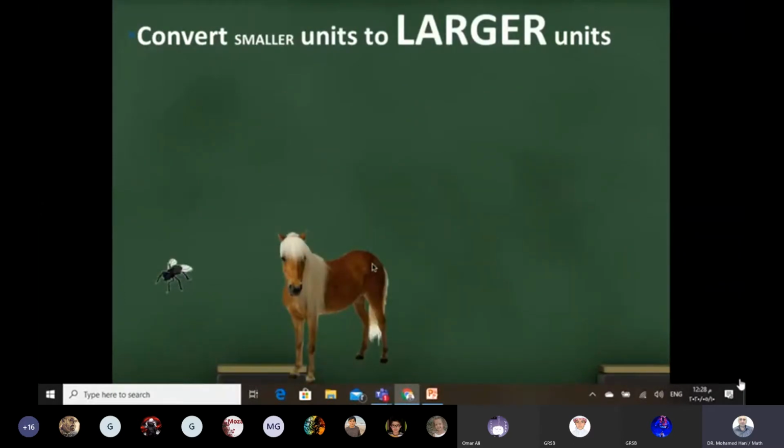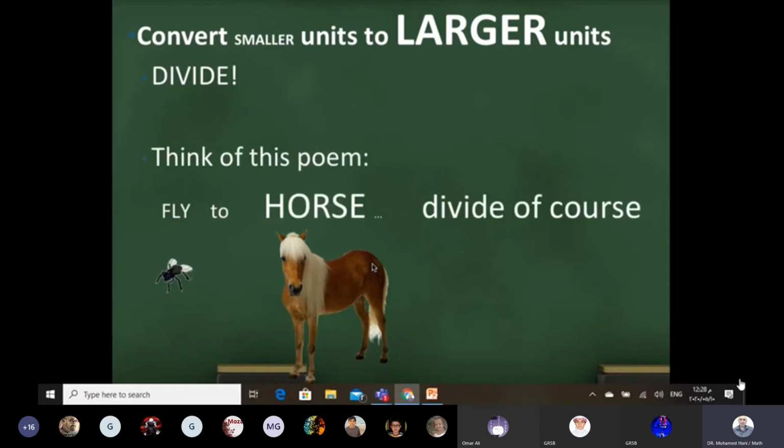We can also convert smaller units to larger units. When we do that, we divide. To help you remember, think of this poem. Fly to horse, divide, of course. So when you go from something small to something large, you divide. Fly to horse, divide, of course.